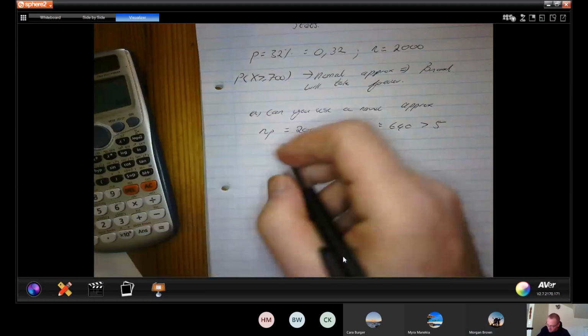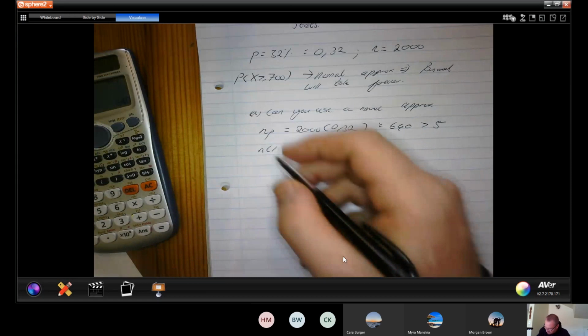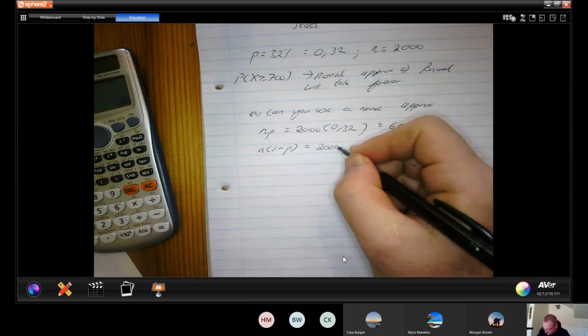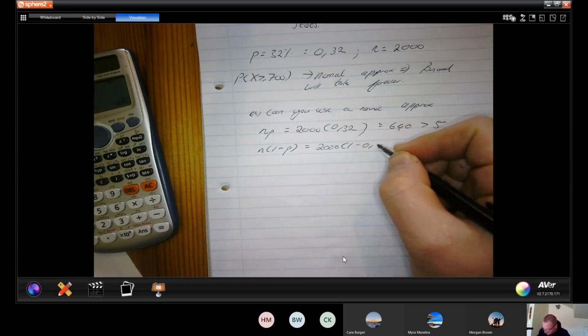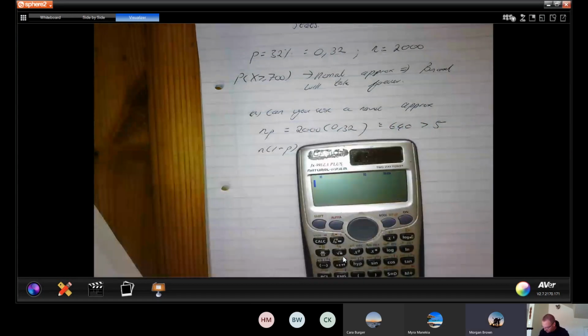And then we look at the mean of the not scenario. So it's N times 1 minus P, which will be 2,000 times 1 minus 0.32, which is going to be even bigger. 1,360.